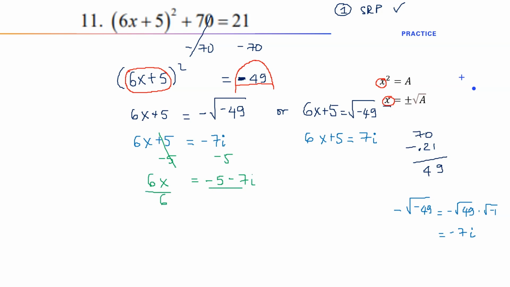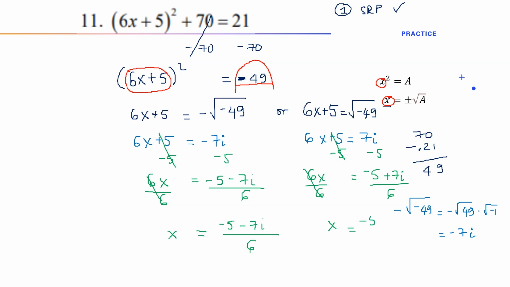Divide both sides by 6. 6 divided by 6 is equal to 1. So 1 times x is x equals minus 5 minus 7i over 6. That's one of the solutions. The second one, subtract 5 from both sides. 6x, that cancels. Minus 5 plus 7i. Divide both sides by 6. 6 divided by 6 is 1, so x equals minus 5 plus 7i over 6.